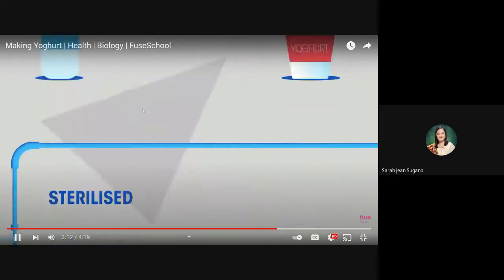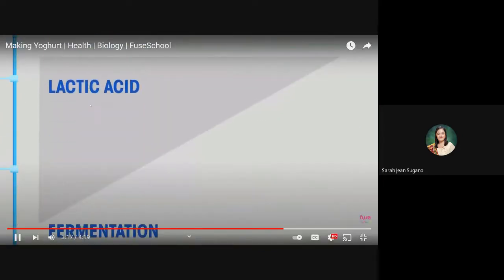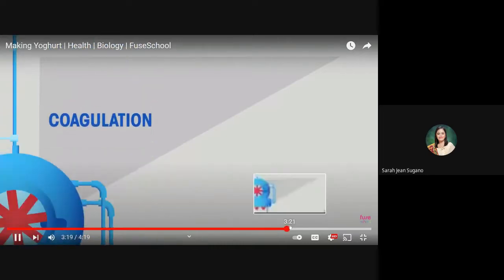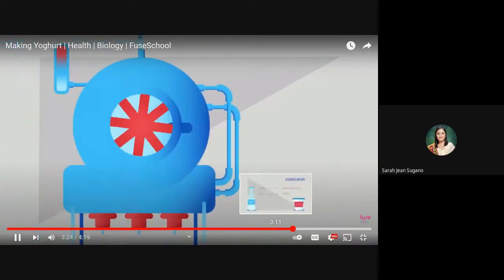So we've sterilized our equipment, then pasteurized and homogenized the milk. Add lactic acid bacteria so fermentation happens, and then coagulation. The mixture is now stirred and cooled.